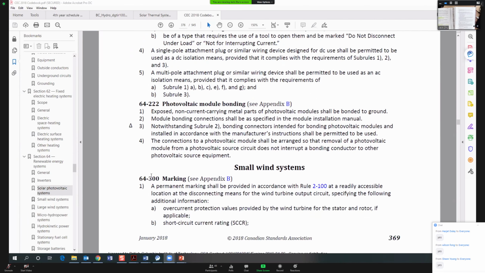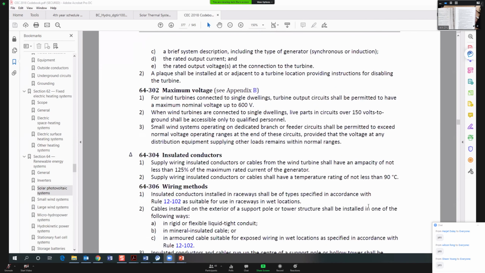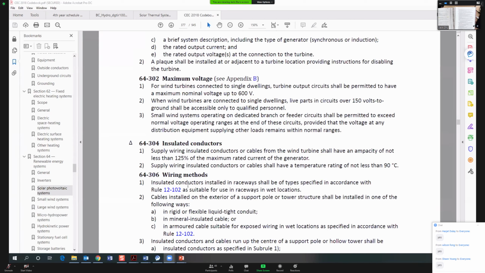Smaller wind system. Supply wiring insulated conductor or cable from a wind turbine should have an ampacity not less than 125% of the maximum rated current of the generator. Conductor or cable shall have a temperature rating of not less than 90 degrees.